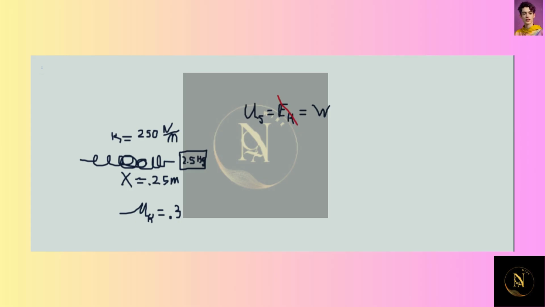So what we want to do now is write down the equations for the potential energy of the spring. So that's 1/2 kx squared, and that's equal to the work that the surface is going to do. So the force of friction times the distance that it slides with that force of friction. So we're going to say this is the frictional force times the distance.